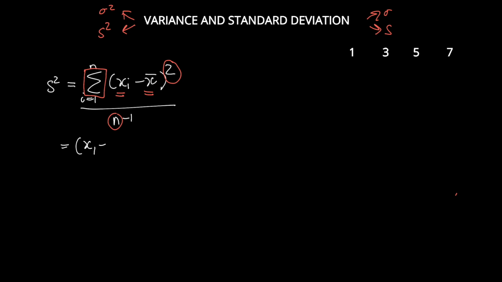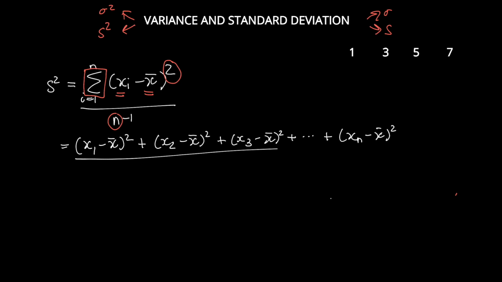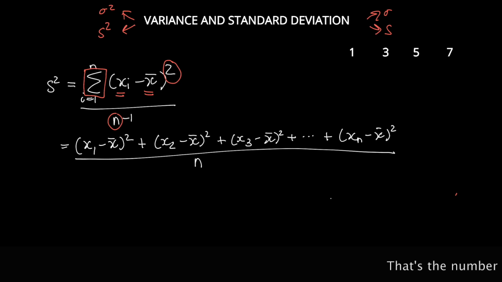So it will be x1 minus x bar squared plus x2 minus x bar squared plus x3 minus x bar squared, and we'd continue with this until we get to the last data value in our data set, which will be xn. And we then divide this by the number of observations in our data set minus 1.